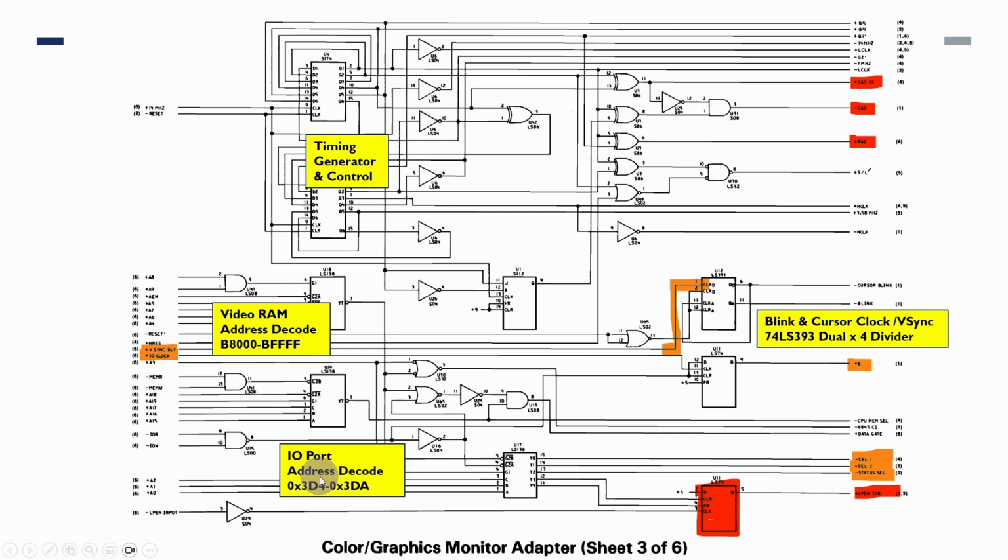So this decodes the CRTC and the various status, color and mode control ports, and those are in the 3D0 to 3DF range, and in fact we're using D4 to DA, I think. There are some areas, so things like the light pen, we're not going to bother using the light pen because it won't work with the LCD monitors anyway.